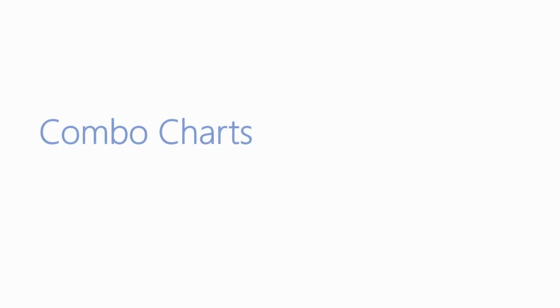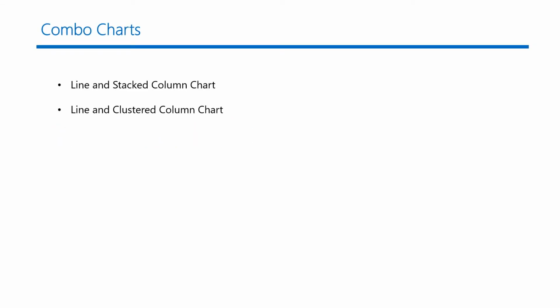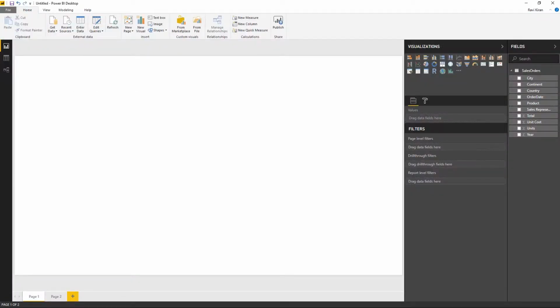Hi, in this video we will look at combo charts like line and stacked column chart and line and clustered column chart. They are called combo charts because you can use these charts to display two different metrics on the same chart. When you want to visualize two measures that have very different scales, such as total sales and number of units, you can use a line and stacked column chart.